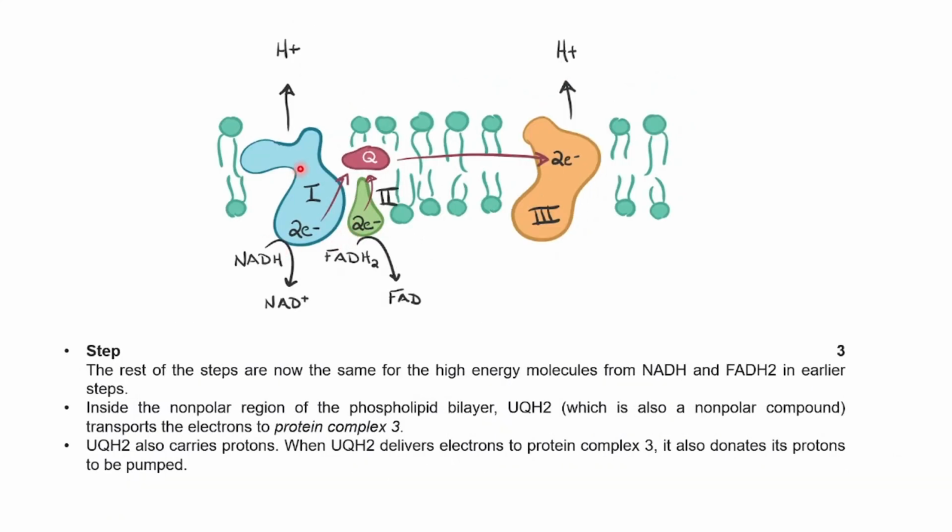In step 3, the rest of the steps are now the same for both molecules. Inside the non-polar region, the hydrophobic inside of the phospholipid bilayer, what happens? The reduced ubiquinone, which is also a very non-polar compound, transports the electrons to protein complex 3, as you can see in the sketch. This reduced ubiquinone also carries protons. So when this UQH2 delivers electrons to protein complex 3, it also donates its protons to be pumped. As you can see from the sketch, protons are given out to be pumped.